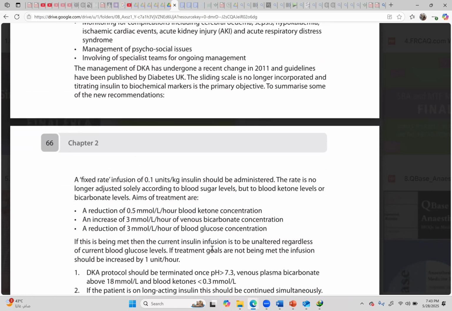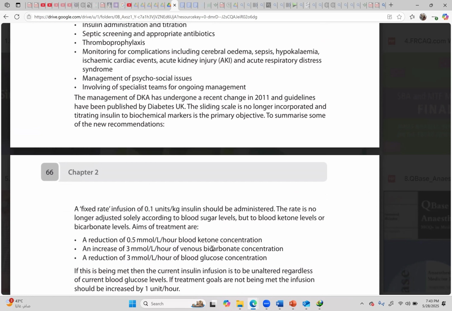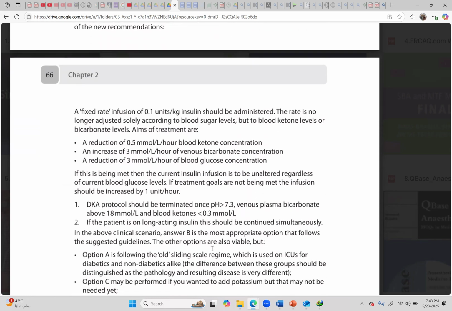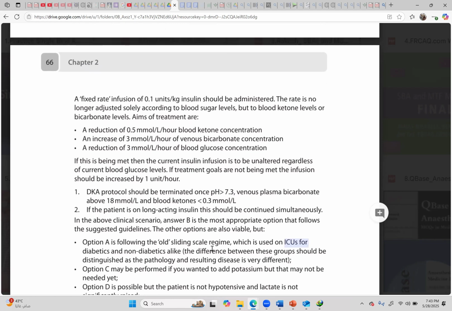So, because they have made this question from some special guidelines, here you will find something very specific, but the usual protocol will be that you have to monitor the blood sugar, you have to monitor the fluid status, you have to monitor the urine output, and you will titrate accordingly. Insulin regime, you can use any one. The DKA protocol should be terminated once pH is more than 7.3, venous plasma bicarbonate above 18, and blood ketones are gone, so less than 0.3 millimole per liter.